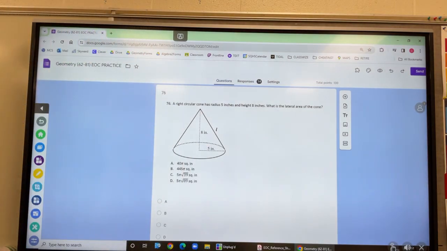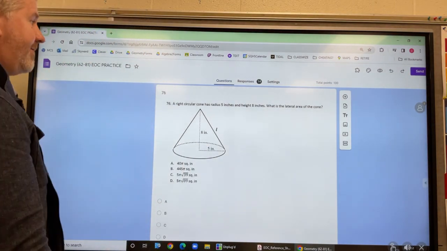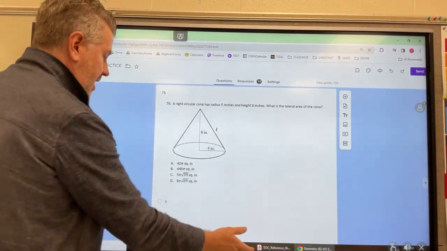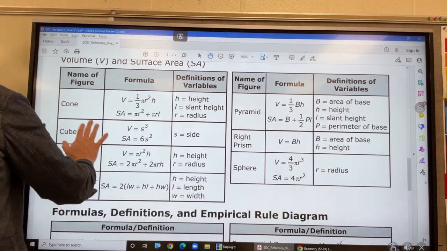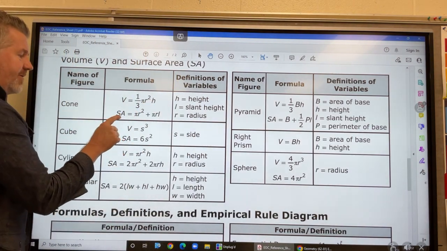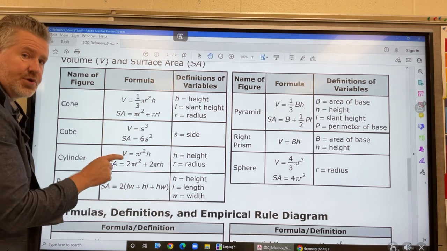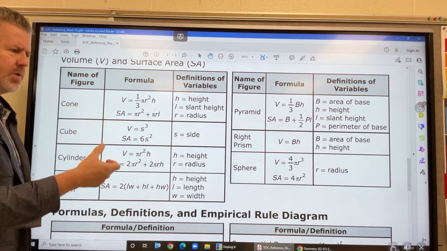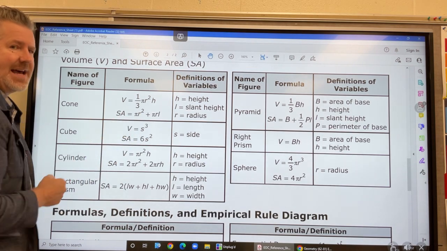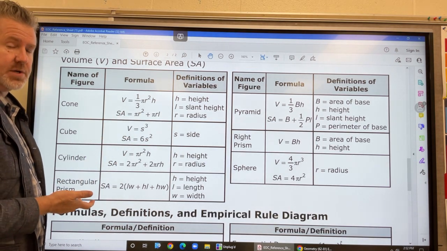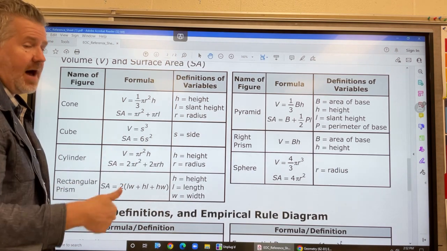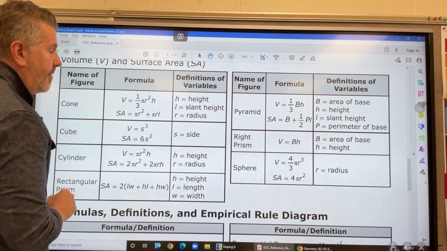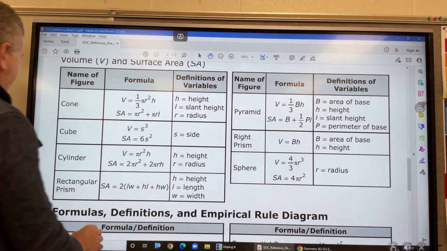Okay, a right cylinder cone has a radius of 5 inches and a height of 8 inches. We have not gotten into cones yet this year, but we're going to look at our cone here. The surface area is the bottom, pi r squared. That's the circle on the bottom or top, depending on which way you have the cone. But what it's asking for is the lateral area, which is the side, not the bottom, not the whole surface area. So it's actually just this portion right here, pi r L. And L is the slant height.